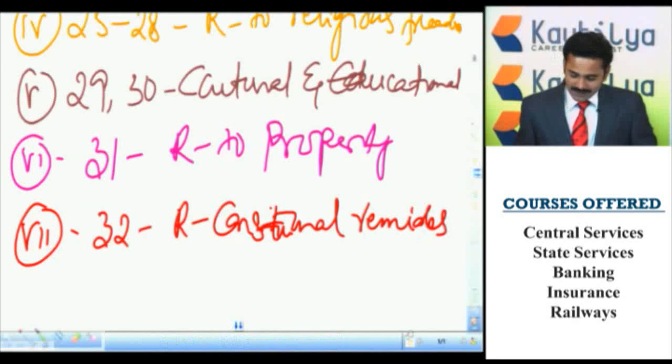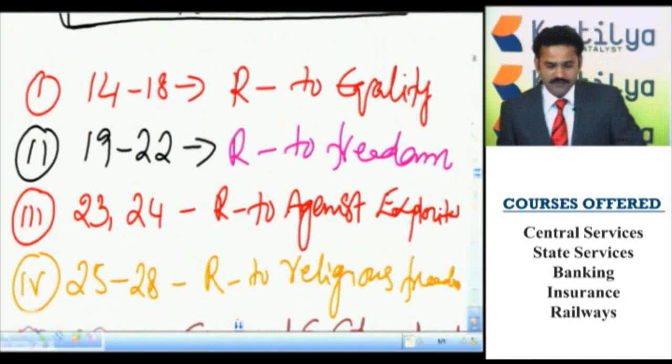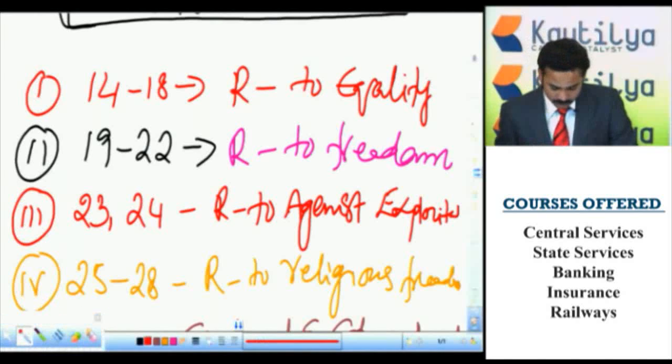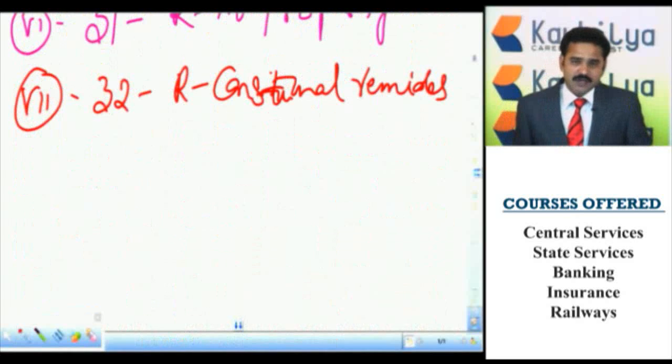So these are the rights guaranteed by the Constitution, and the Constitution classifies them into 7 groups, namely Article 14 to 18, right to equality; 19 to 22, right to freedom; 23-24, right against exploitation; 25 to 28, right to religious freedom; 29-30, cultural and educational rights; 31, right to acquire and dispose property; 32, right to constitutional remedies. These 7 rights were enumerated till 1978, but today we have only 6 fundamental rights.